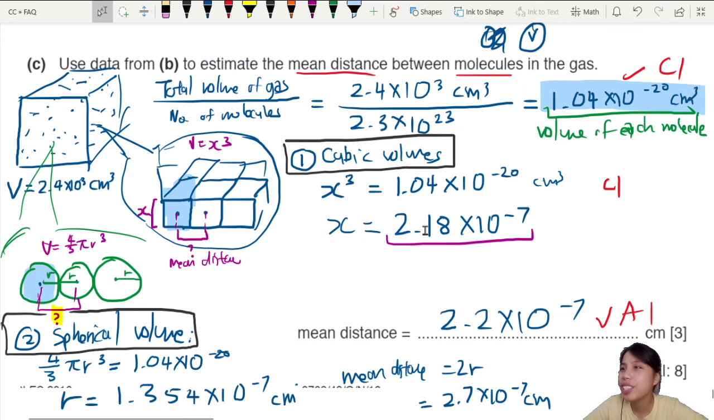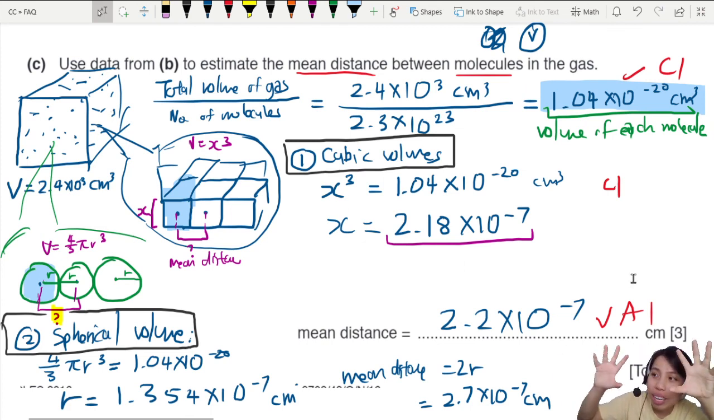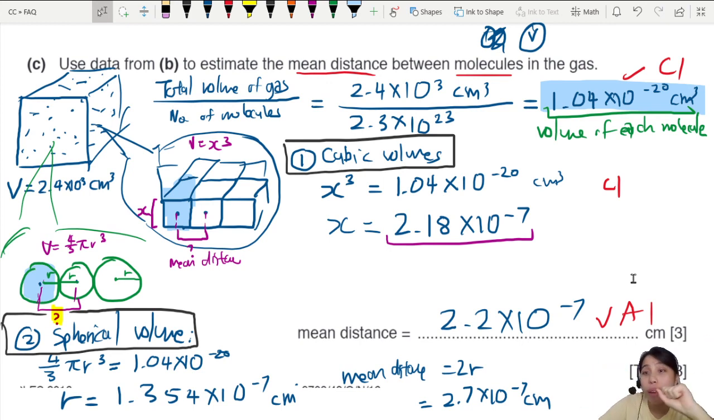All right, so that's all for this question. Hope that was helpful in helping you think about what is happening inside a gas container. How do the molecules occupy space in a container?